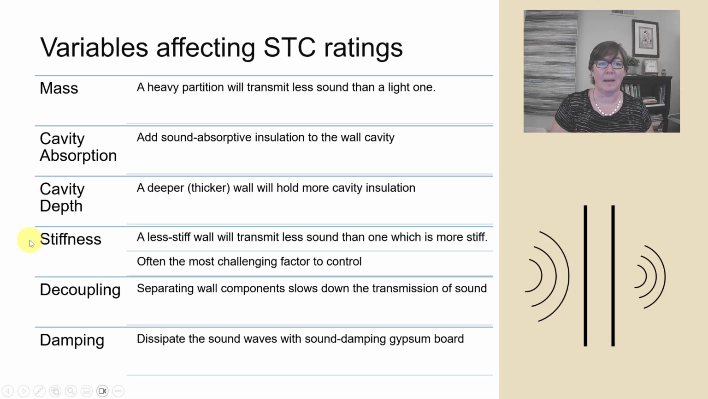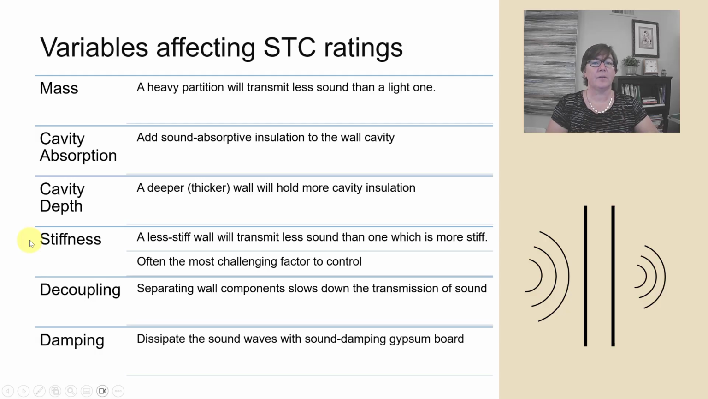Our next variable is stiffness. This is probably the hardest to understand, and it's the most challenging to control. You can't really control this, but it turns out that if your wall is a little bit softer, a little bit less stiff, it will transmit less sound than one that is very rigid. You can think about this like the surface of a drum head. If you've ever played a drum, you know that drum head is super tight and stiff. Whereas if it's a little bit looser, you're not going to be able to make the same sound with it.